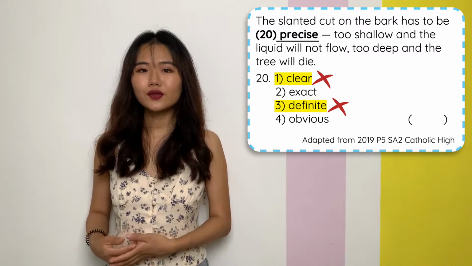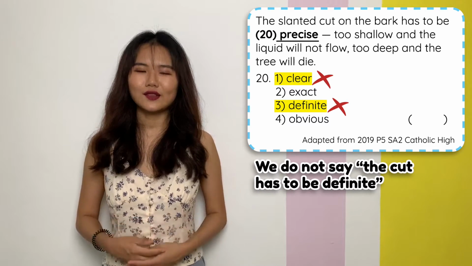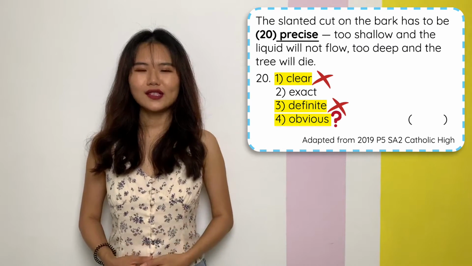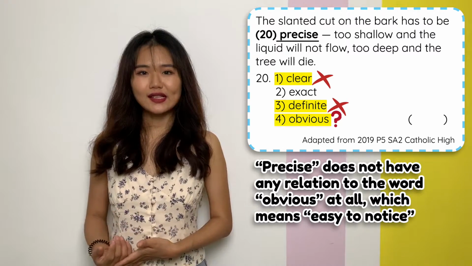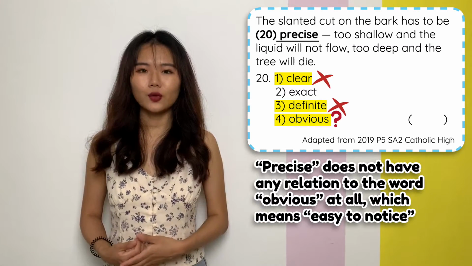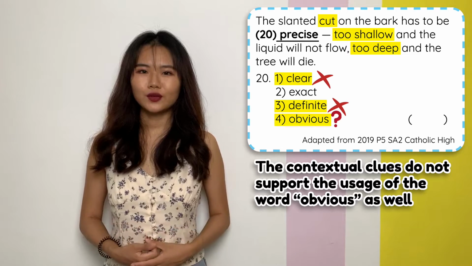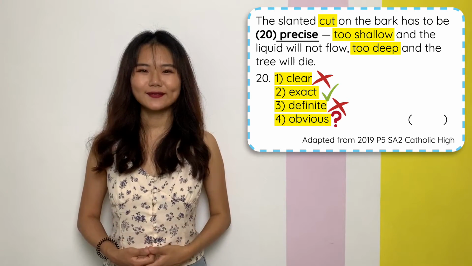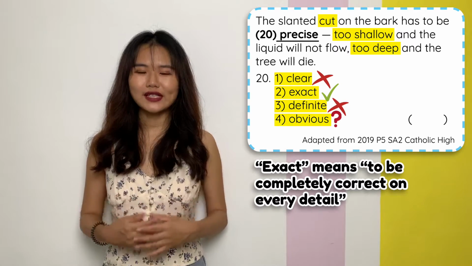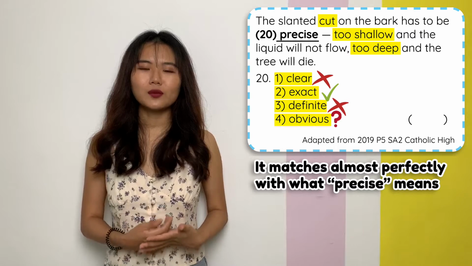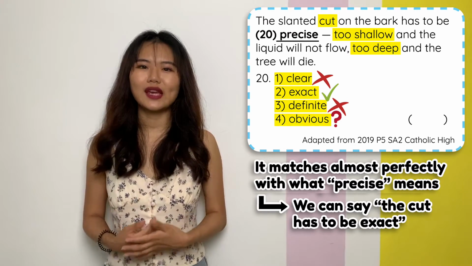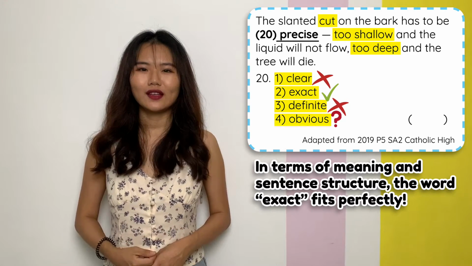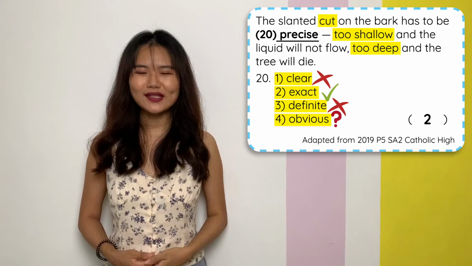Option 3, definite, is also not a possible answer, as we do not say that the cut has to be definite. Next, we choose the most likely option. Option 4, obvious, is an unlikely answer. The word precise does not have any relation to the word obvious at all, which means easy to notice. The following contextual clues do not support the usage of the word obvious as well. Therefore, the answer would be option 2, exact. Exact means to be completely correct on every detail. It matches almost perfectly to what the word precise means, and we can say the cut has to be exact. In terms of meaning and sentence structure, the word exact fits perfectly. Thus for this question, option 2 will be our best guess.